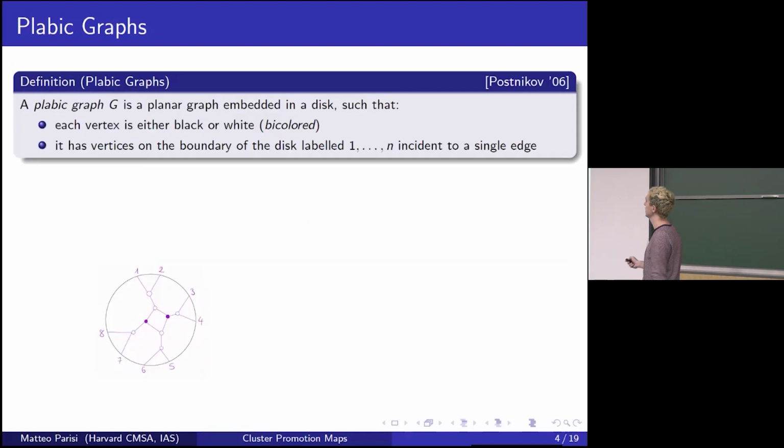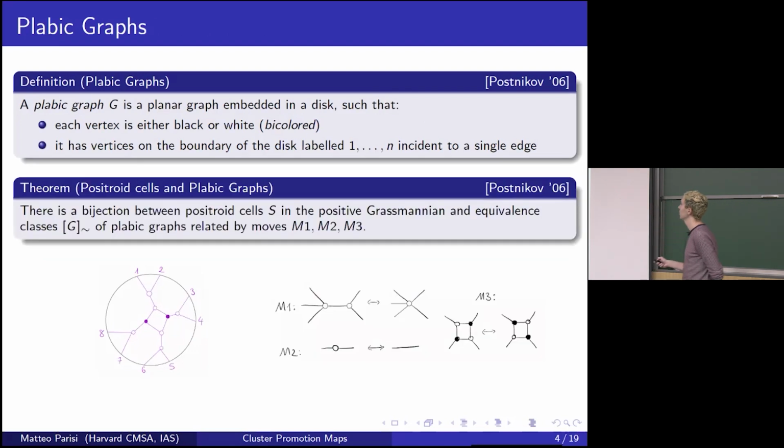A plabic graph G is a graph embedded in a disk such that each vertex is either black or white, so it's bicolored. It has vertices on the boundary labeled from 1 to n, and each is incident to a single edge. So this is an example. There is a bijection shown by Postnikov between the positroid cells in the positive Grassmannian and equivalence classes of plabic graphs that are related by certain moves.